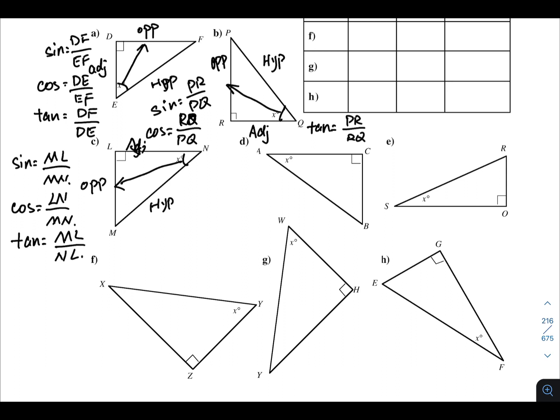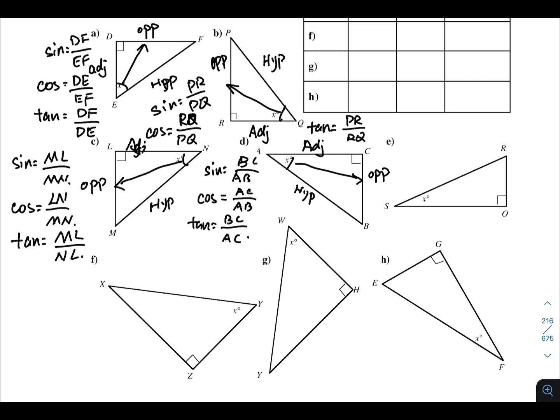For D, this one is the angle, so this is the opposite, the longest is the hypotenuse, and the rest one is adjacent. The sine is opposite EC divided by hypotenuse AB, and the cosine is adjacent AC divided by hypotenuse AB, and the tangent is BC, the opposite, divided by adjacent AC.